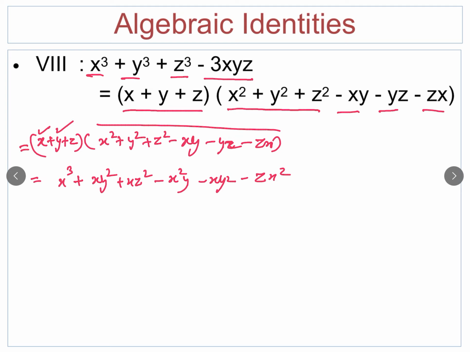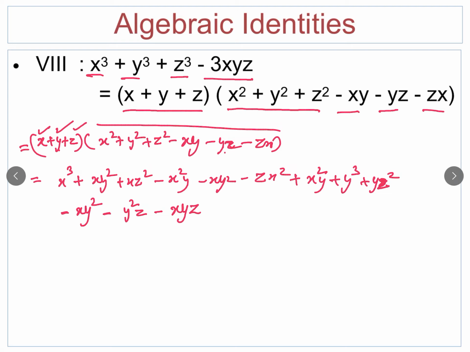Now we multiply y with all the terms of the second bracket, so we will get y into x square will be x square y, y into y square will be y cube, y into z square will be yz square. Then we have y into minus xy will be minus xy square. Then y into minus yz will be minus y square z, then y into minus zx will be minus xyz.